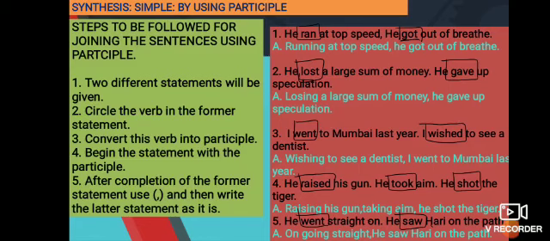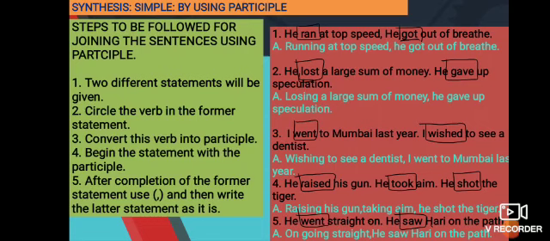Now, what are the steps to be followed for joining sentences using a participle? Two different statements will be given, or more than 2 could be given. Circle the verb in the former statement. Former statement means the statement that comes first. Then convert this verb into a participle using ing. Now begin the statement with this participle, and after completion of the former statement and before you begin the latter, that is the next statement, you have to put a comma and then write the latter statement.